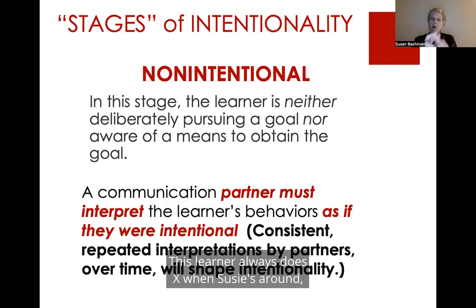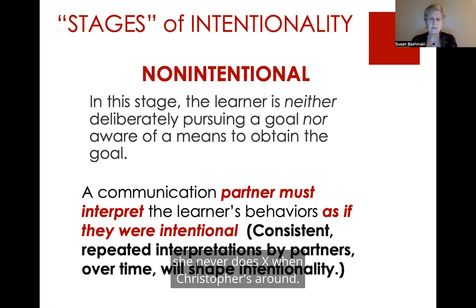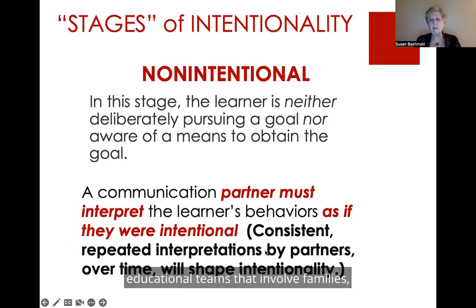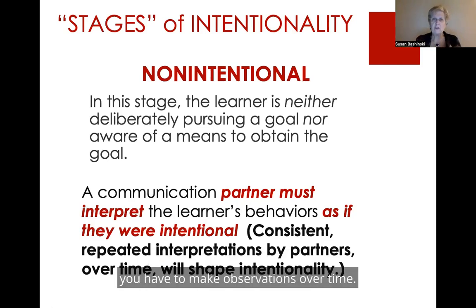So at this stage, the partner must watch, observe, make notes about things like I said before. This learner always does X when Susie's around. She always does X when Jimmy's around. She never does X when Christopher's around. We're going to make notes. We're going to watch for patterns. And then we as teams, educational teams that involve families, are going to decide how we're going to interpret that behavior. And we're going to interpret that behavior as if it was intentional, all right? And we might be right in our guess. We might be wrong. So that's why you have to have notes, you have to have data, you have to make observations over time. I don't mean over 8 months, but over some extended period of time.